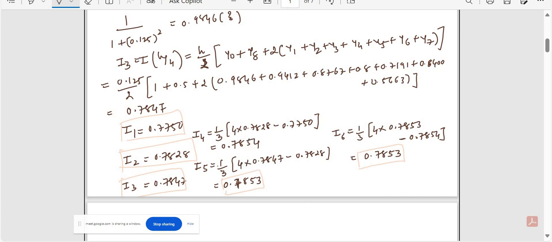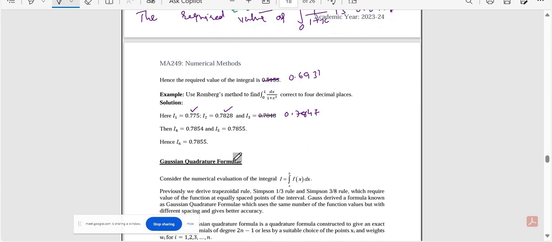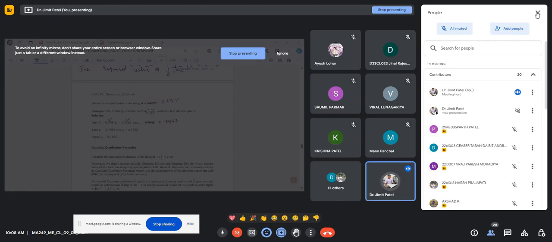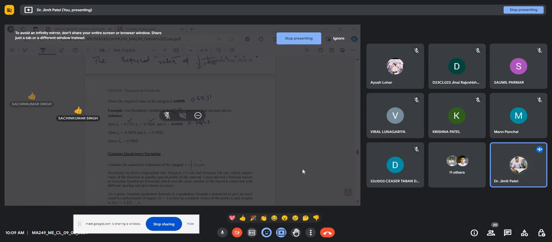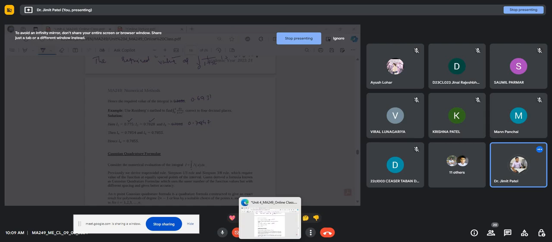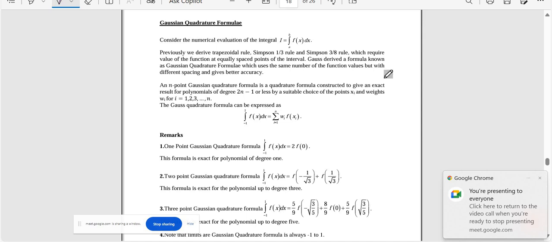Done. So I hope you all are getting the idea of the Romberg method. Any question, any doubt in this method? Anybody? Students, any doubt, any question in the Romberg integration method? No, sir. Okay. Now we go for the next method, that is your Gaussian quadrature formula.